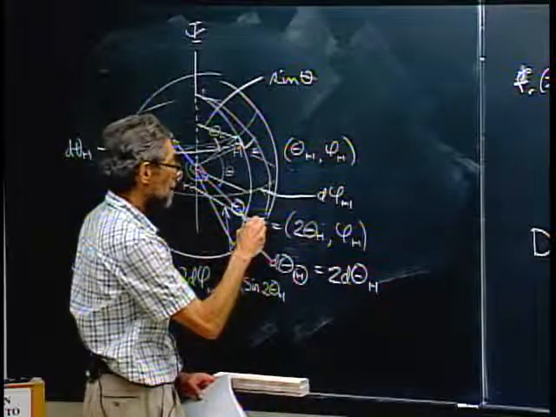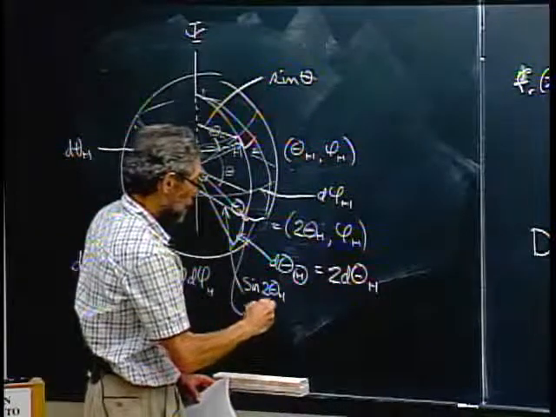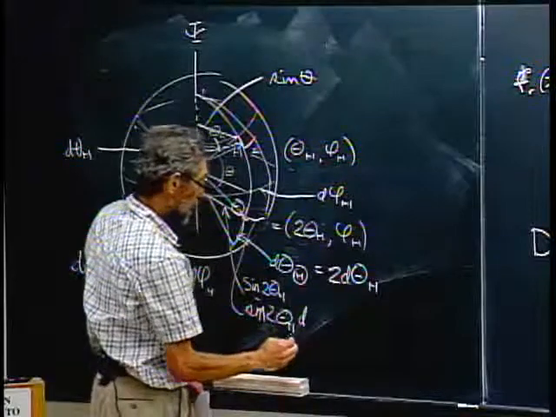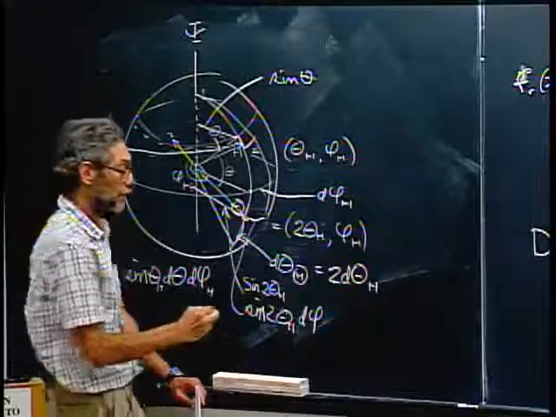This length is this sine 2 theta h times d phi. The phis were the same. Right? I could put h on all of them.